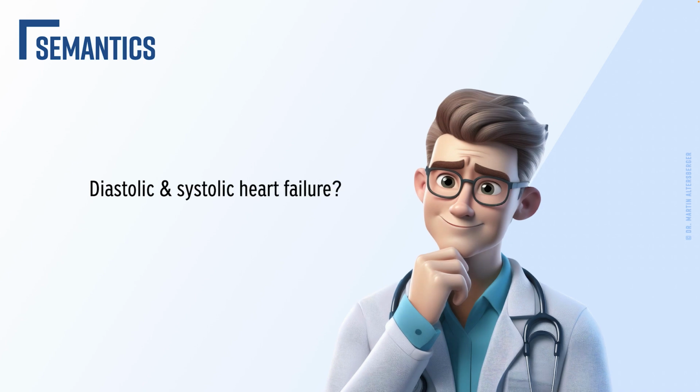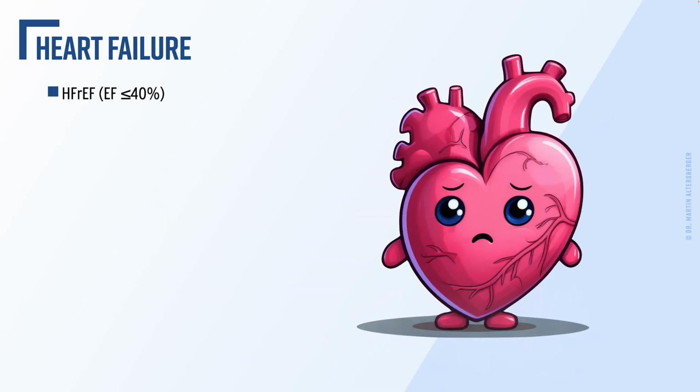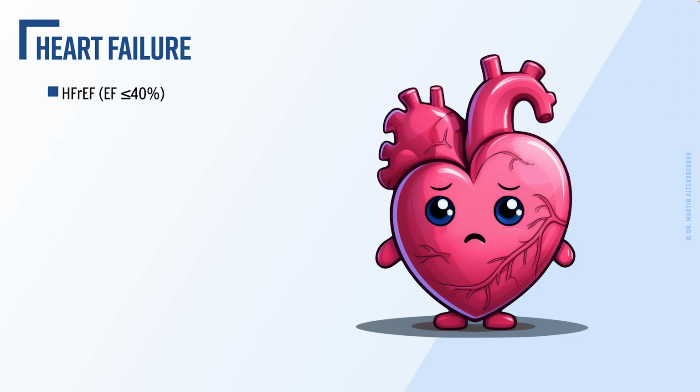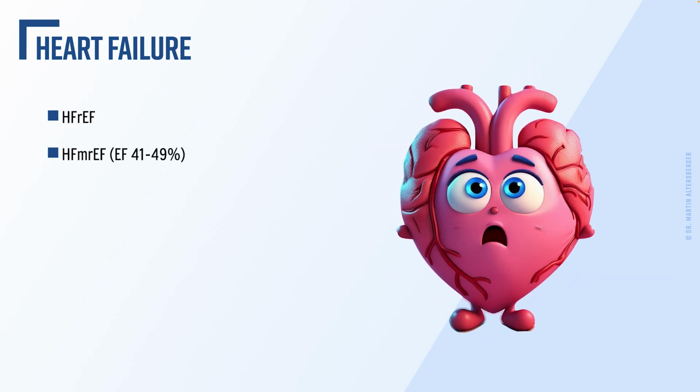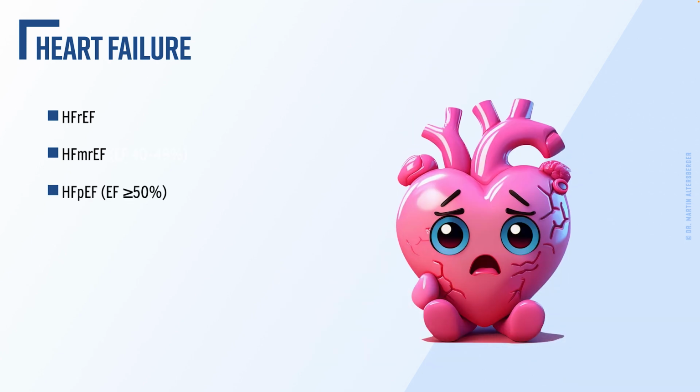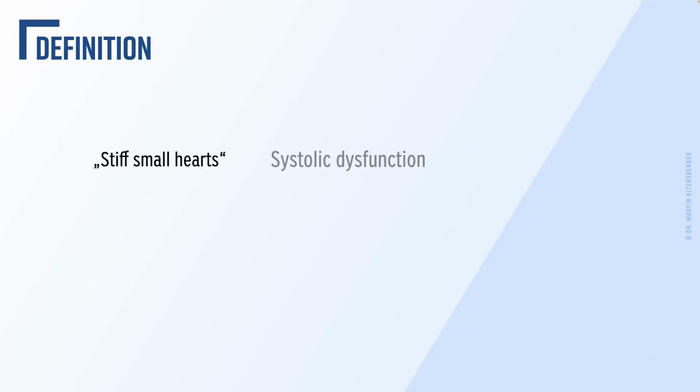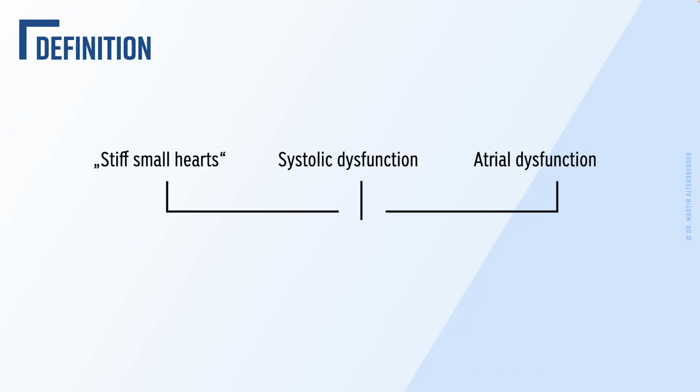Well, is it semantics, diastolic and systolic heart failure? Overall, let's review what heart failure actually means. There's heart failure with reduced ejection fraction. So heart failure is defined by ejection fraction, and the HFrEF is defined by an ejection fraction below 40%. Then we have the entity of heart failure with mildly reduced ejection fraction. It's an ejection fraction of 41 to 49%. And of course, we have the HFpEF, the heart failure with preserved ejection fraction, where ejection fraction is above or equal to 50%.